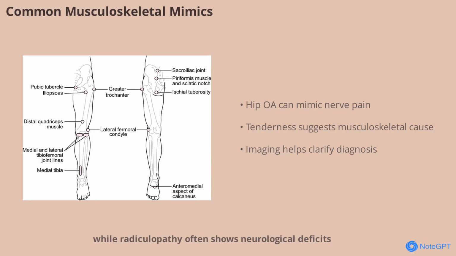Physical examination is key. While radiculopathy often shows neurological deficits like reflex changes or myotomal weakness, musculoskeletal mimics may present with focal tenderness, non-radiating pain, or pain reproduced by specific movements. Diagnostic imaging and targeted injections can help distinguish between these conditions. Recognizing these mimics is essential to avoid unnecessary tests and ensure patients receive the right treatment.